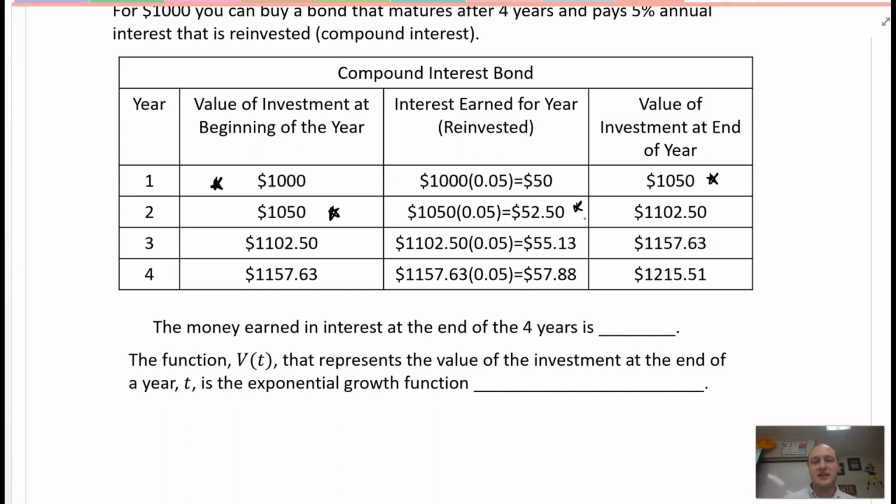The money earned in interest at the end of the 4 years, if we add up all of these values, is actually bigger than the initial $200 from the simple interest example. If you add all these up, you get $215.51. So you'll notice, over those 4 years, using compound interest, you get $15.51 more.